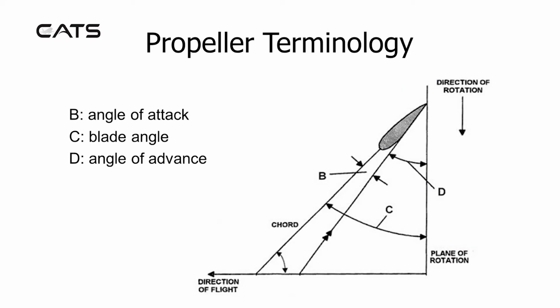Here's another image of propeller terminology where B is angle of attack, which is the angle between chord line and relative airflow. C is chord line to plane of rotation, blade angle, and D is relative airflow to the plane of rotation, angle of advance.